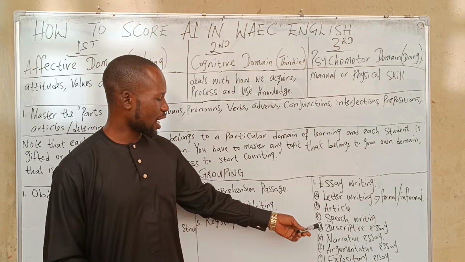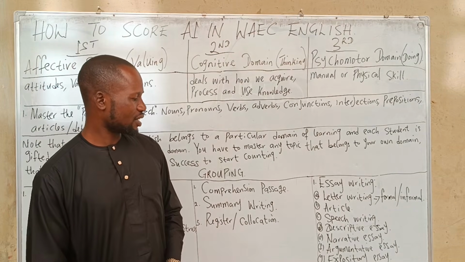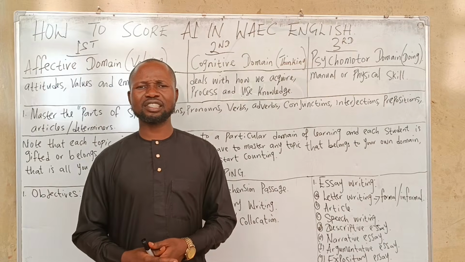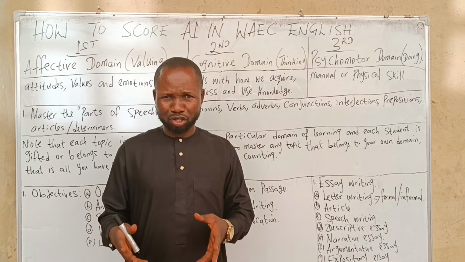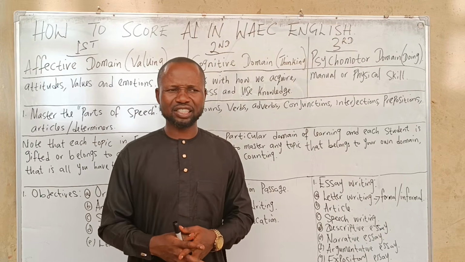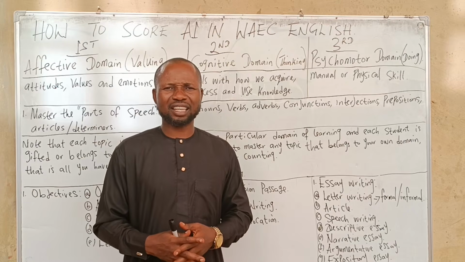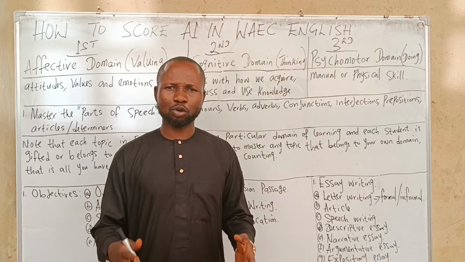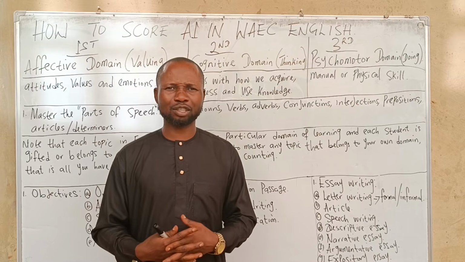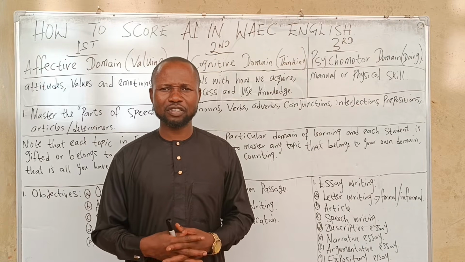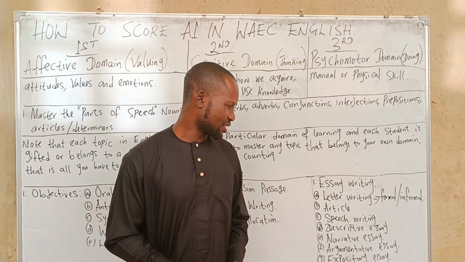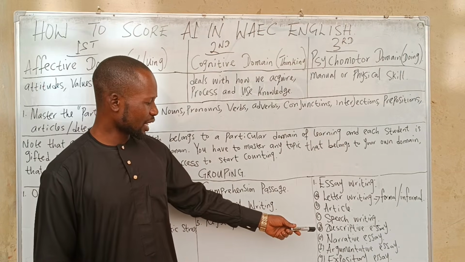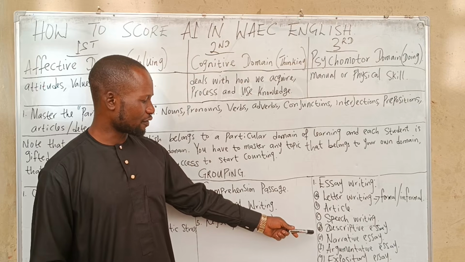And again, we have descriptive essay. Descriptive essay only goes with what? Adjectives. So whenever you are asked to describe your hometown or your school or a particular scene, it is a descriptive essay. You use more of what? Adjectives. Then the next kind of essay writing we have is what?